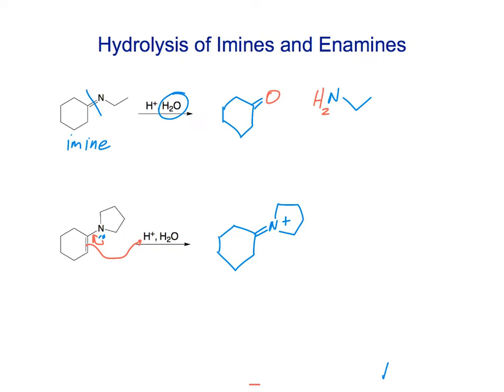So once we've done this, then we just do the same thing we did up above. We cut this off. We're going to get the ketone, but we're only going to add one nitrogen on here. This.